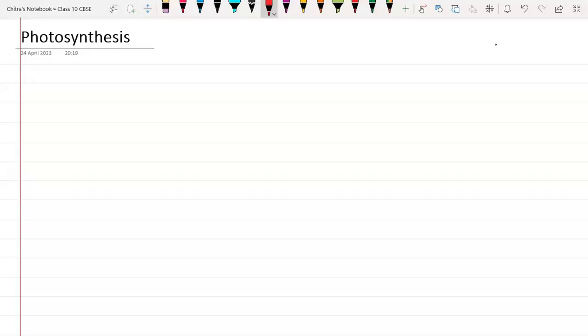Today we are going to start photosynthesis, and it's a very important process. We can say that's why life is possible on Earth. Even we cannot think of the life of organisms without photosynthesis. Is it or not? Yes. So the name itself, photosynthesis: photo plus synthesis.